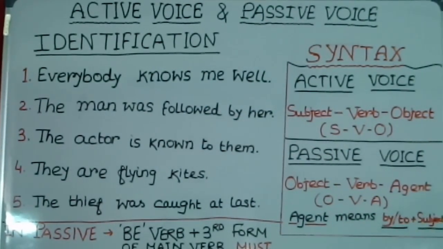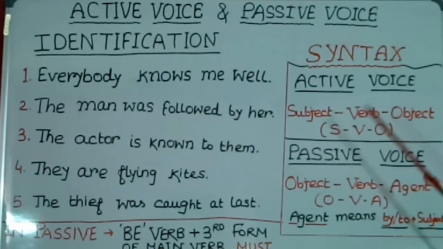Before we go through all these sentences, first look at the syntax of the voices. Syntax means the rules or the structure of the sentences. First I have written the active voice syntax. First we will have the subject, then the verb, and last the object. So we have to follow this pattern, SVO: subject, verb, object. Whenever in a sentence we find this pattern, subject verb object, we call it active voice.